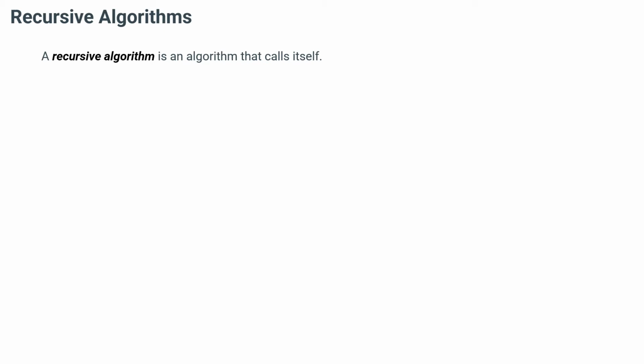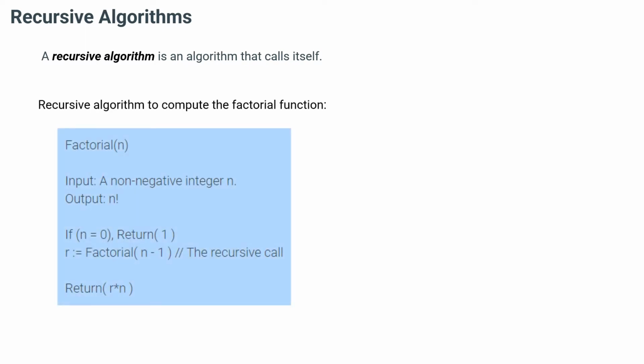In this lesson, we're going to talk about recursive algorithms. So what is a recursive algorithm? You might be able to guess: a recursive algorithm is an algorithm that calls itself. This is a great example of a recursive algorithm here.